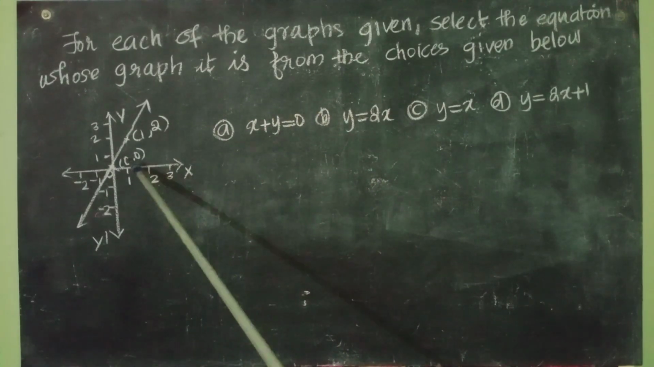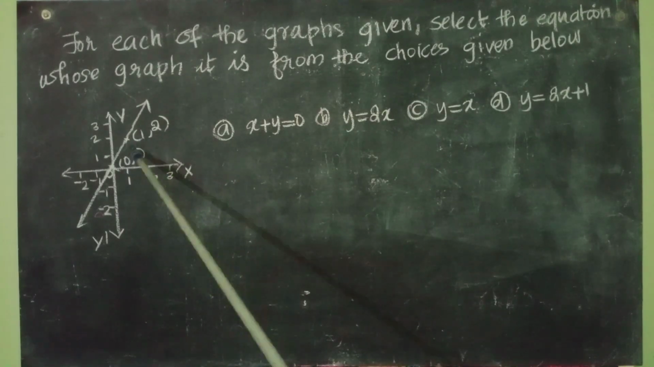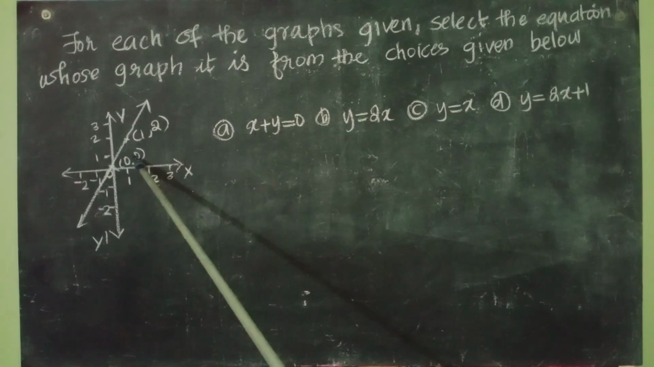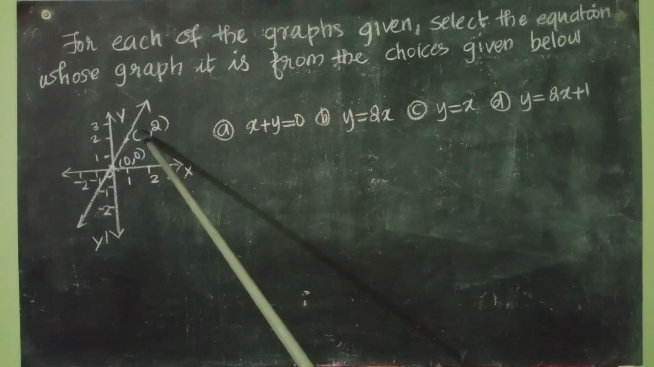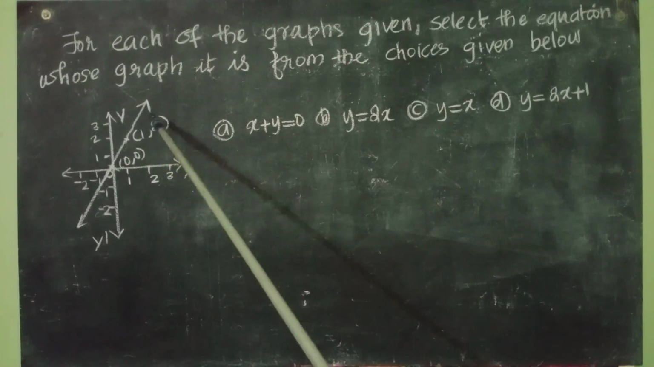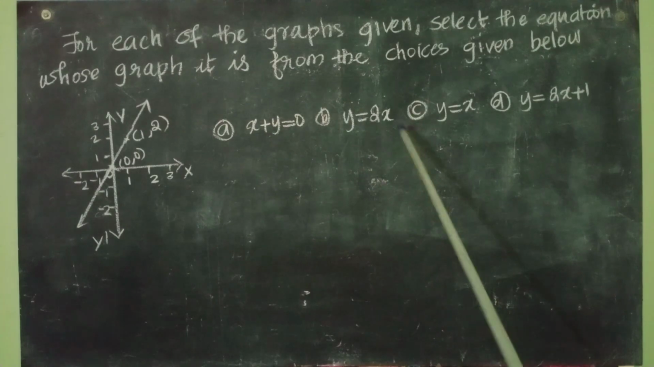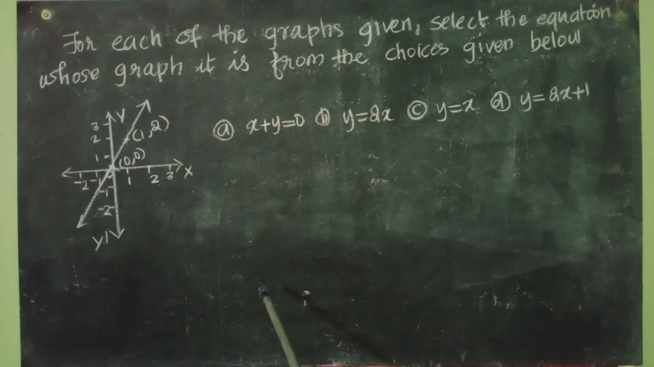For that, here you can see two solutions. The first solution is 0, 0: x coordinate 0, y coordinate 0. The second solution is 1, 2: x coordinate 1, y coordinate 2. So, we can check in which equation these solutions are true.